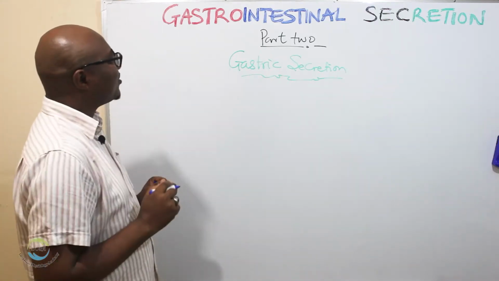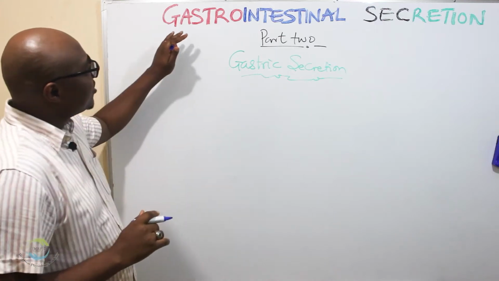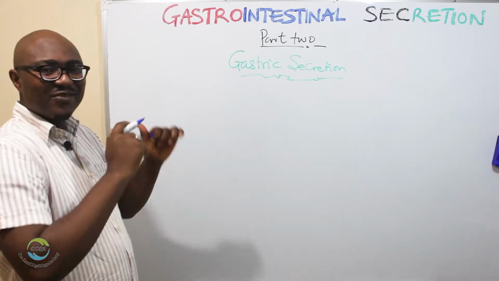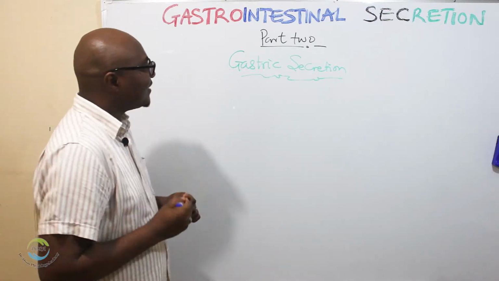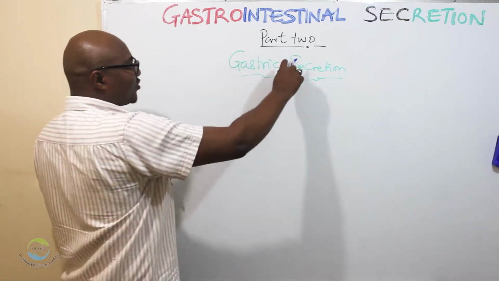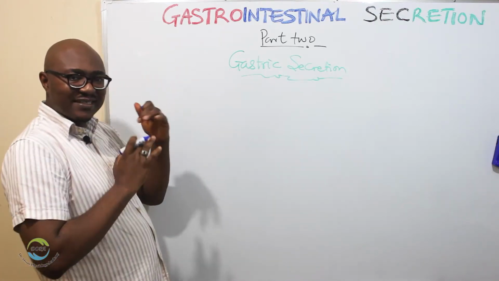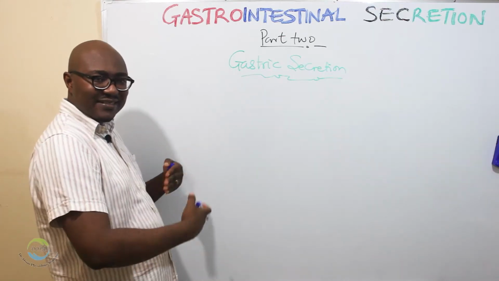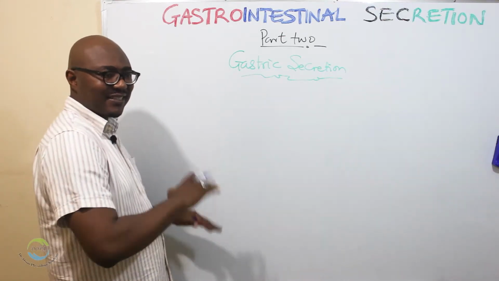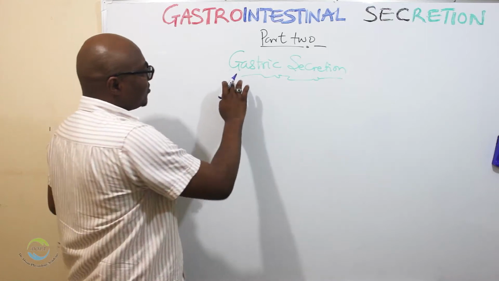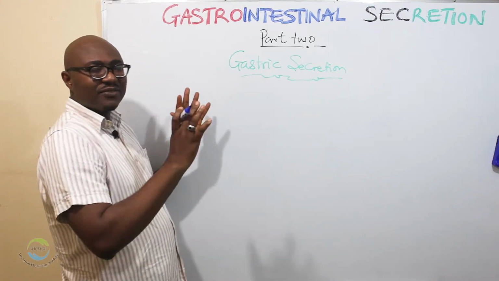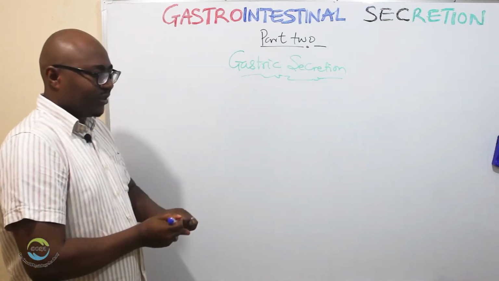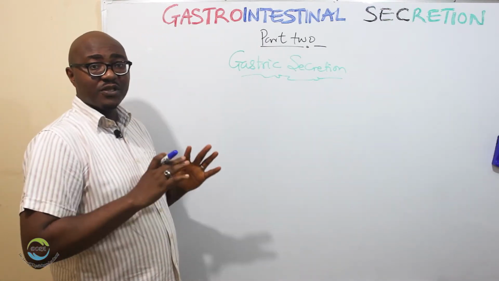So let's get right into today's lecture. Gastrointestinal secretion, one of the cardinal functions of the GIT. So now this is part 2. We're following it systematically. Start from the mouth, stomach, small intestine, large intestine, and so on. Now we're done with the salivary secretion. So this is part 2, gastric secretion, meaning the secretion from the stomach.